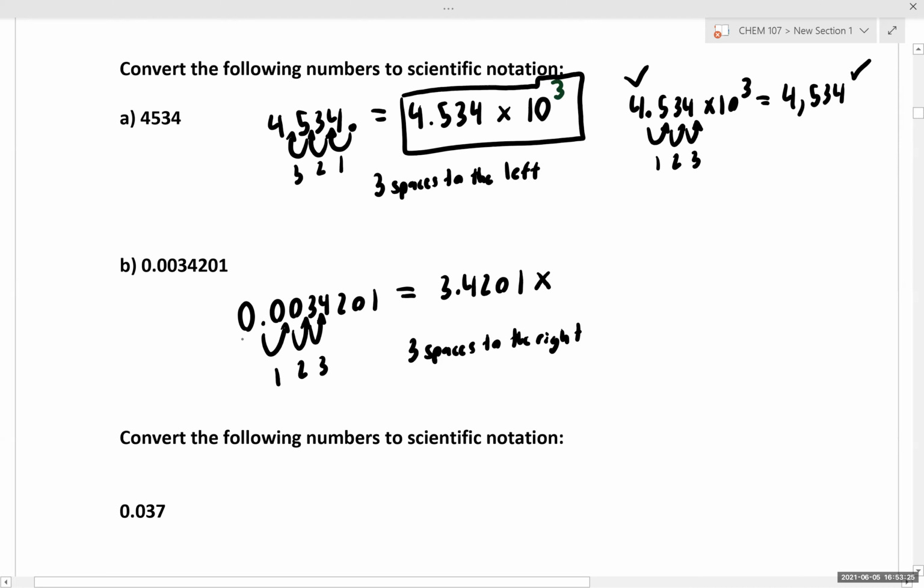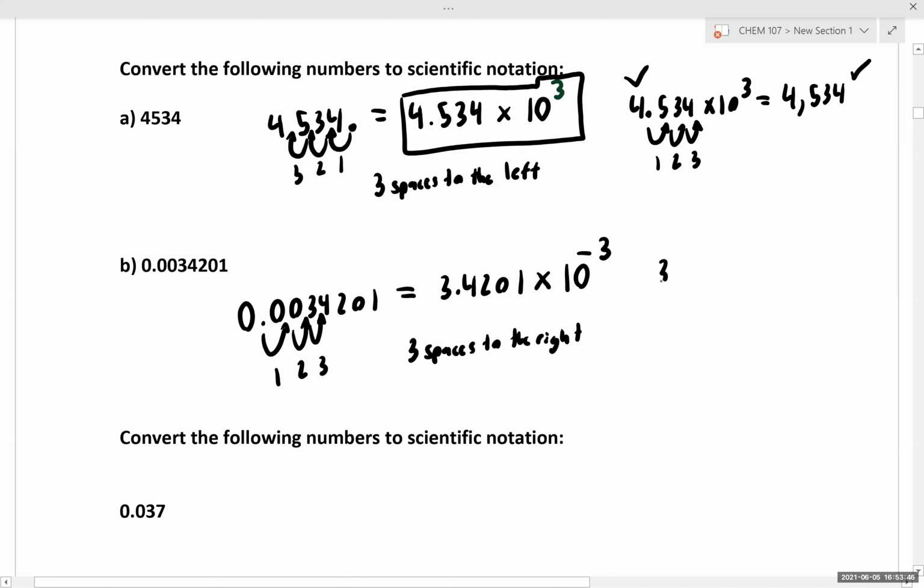And when you convert numbers into scientific notation using this method, your power of 10 is negative times the number of spaces moved to the right. So in this case, we moved our decimal point 3 spaces to the right, so we'd have an exponent of 10 to the negative third.